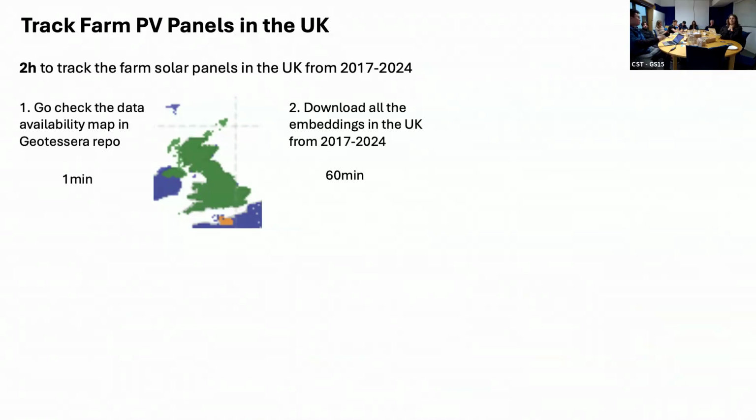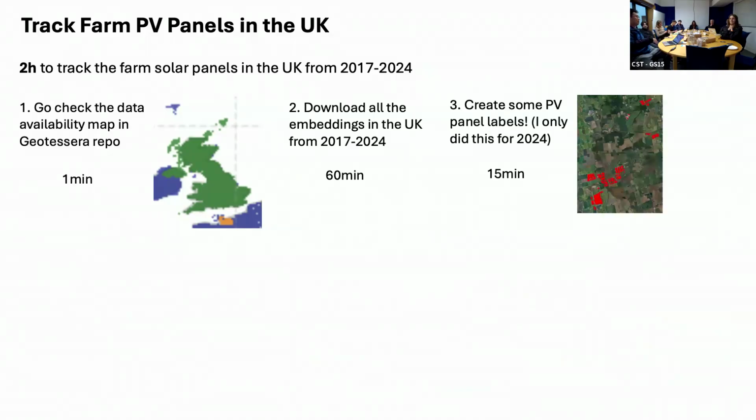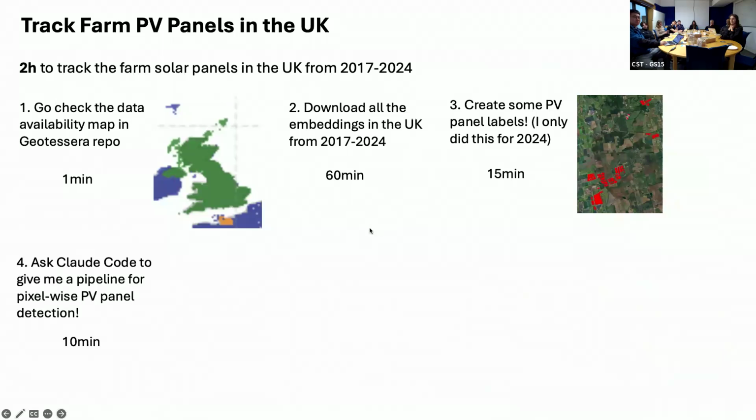The second step is I download all the embeddings. This is the most time-consuming part, because it took me basically 1 hour to pull down all these embeddings for the whole UK. The third step is I create some PV panel labels myself. I go to Earth Engine or QGIS or whatever tool you're using, and manually label some of these PV panels. I did this only for 2024, and it only took me 50 minutes.